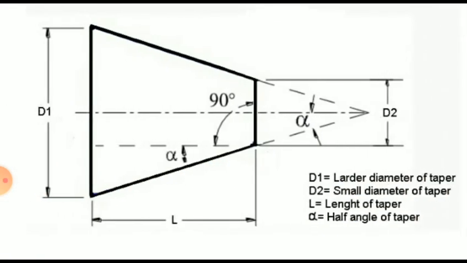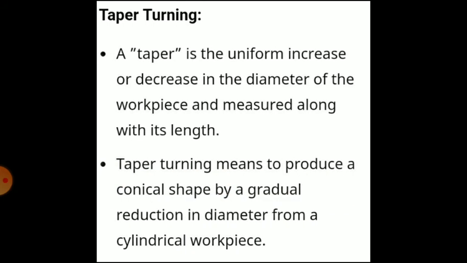Next is taper turning. It is the operation of producing a conical surface by gradual reduction in diameter from a cylindrical surface. You can see there is a taper formation on the workpiece. A taper may be turned by feeding the tool at an angle to the lathe axis. The angle formed by the path of the tool with the lathe axis is called the half taper angle and is given by tan alpha equals capital D minus small d, that is major diameter minus minor diameter, upon twice L, where L is the length of the taper.